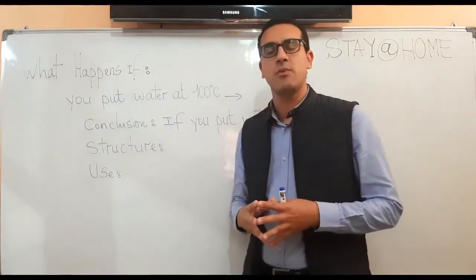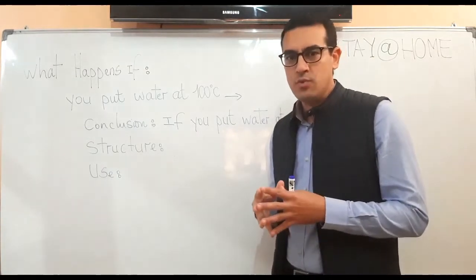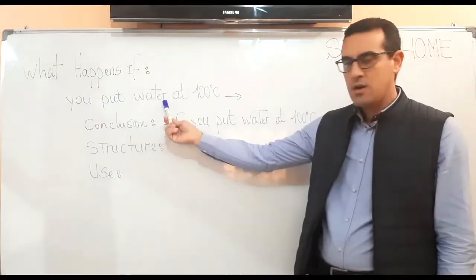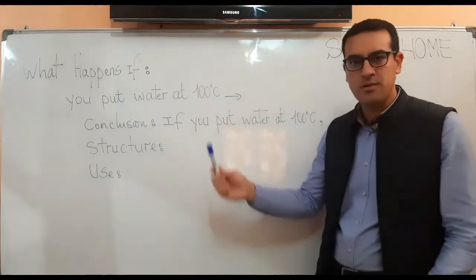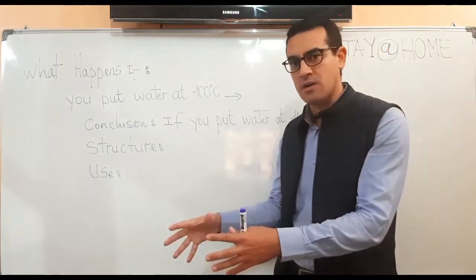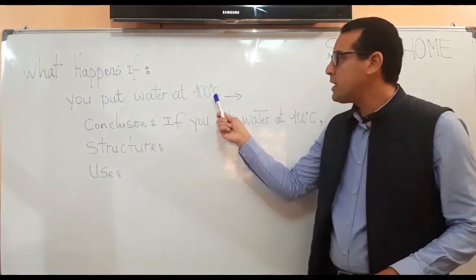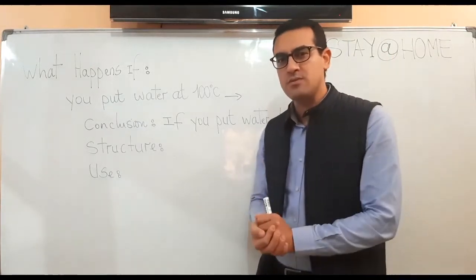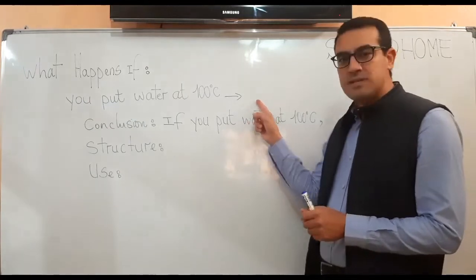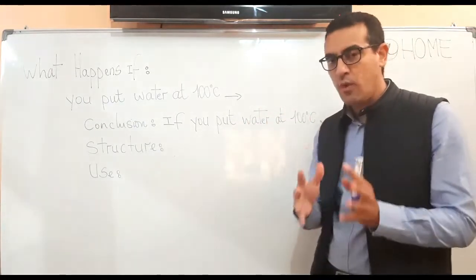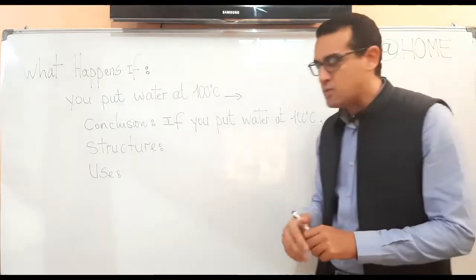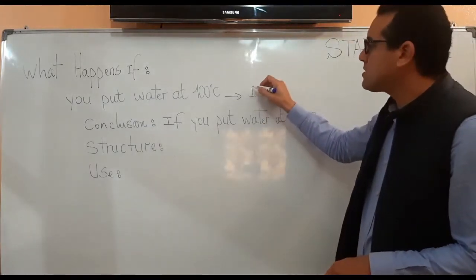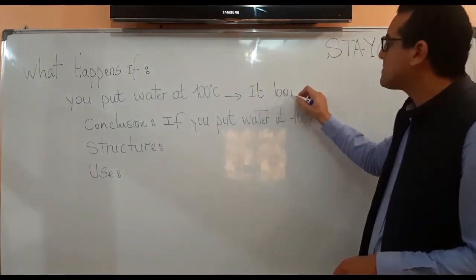So the first situation that we're going to start with in order to deal with today's grammar lesson is this. You put water at 100 degrees Celsius. You put water on fire, a fire which is at 100 degrees Celsius. So in your opinion, what happens if you do that? The result is what we are looking for. So I want you to come up with the result. The exact result is that if you put water at 100 degrees Celsius, the water what? Boils.